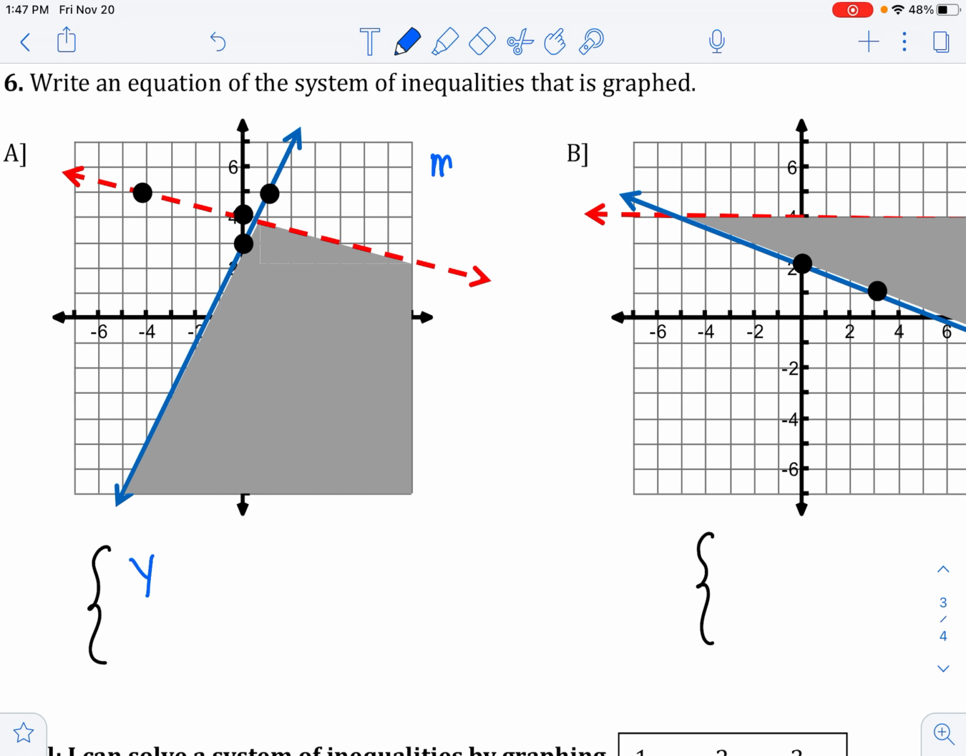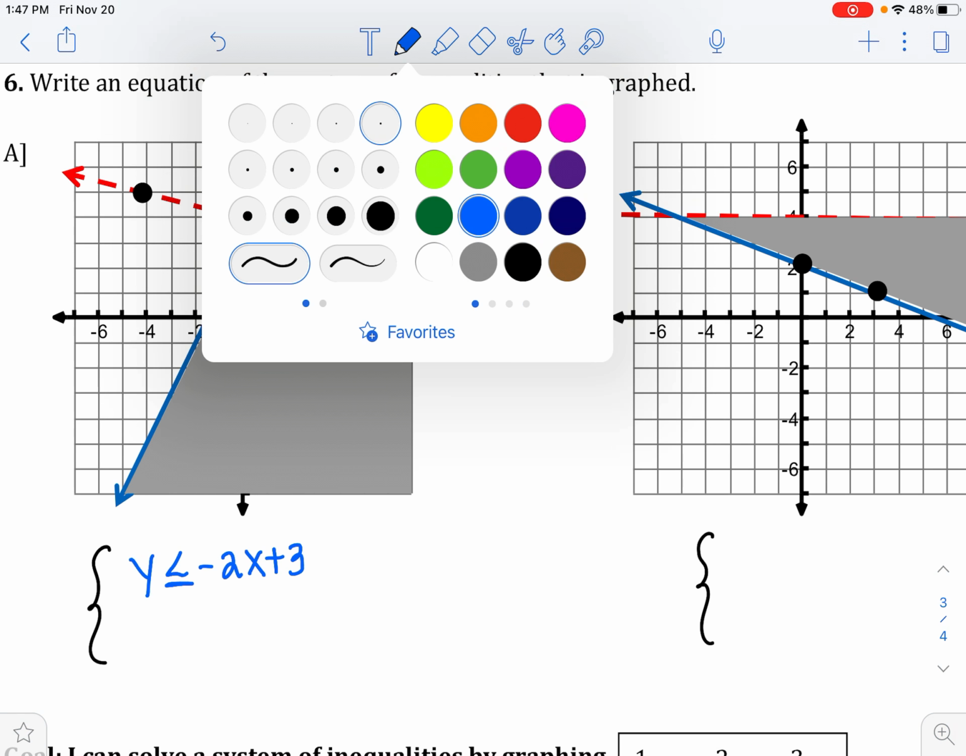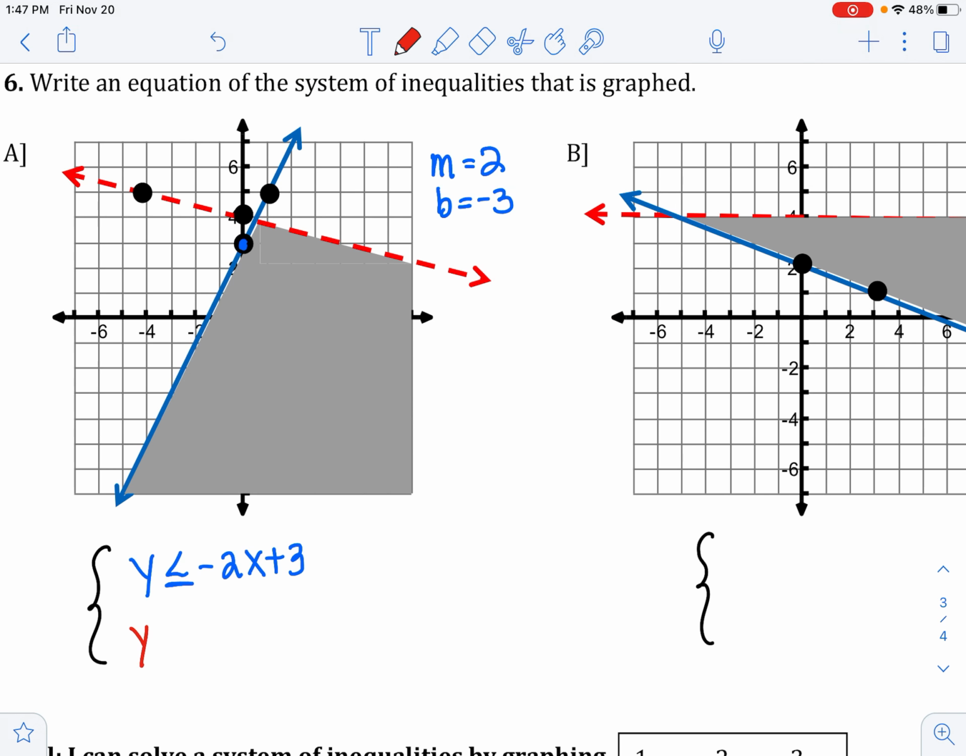Let's do the blue line first. So I need the y. I'll do my inequality symbol last. Let's first get our slope and our y-intercept. All right, our slope, it's up 2 over 1. So our slope is 2. Our y-intercept's right here, which is -3. So that is y equals 2x minus 3. Now I need to look and see, am I shading below or above? I'm below that line, so that's less than. And now I need to see if it's solid or dashed. It's solid, so I'm going to include the values that are equal to that.